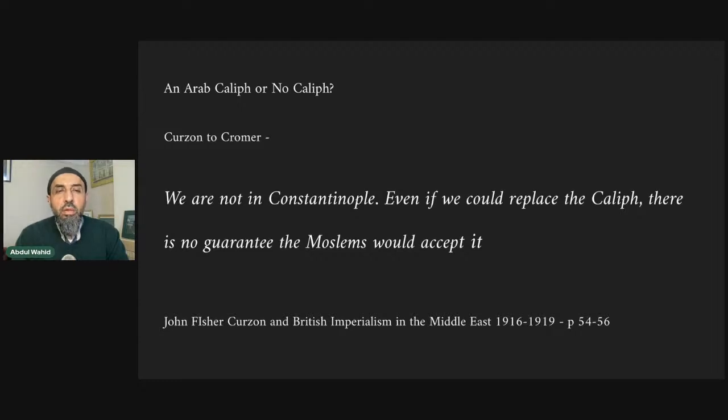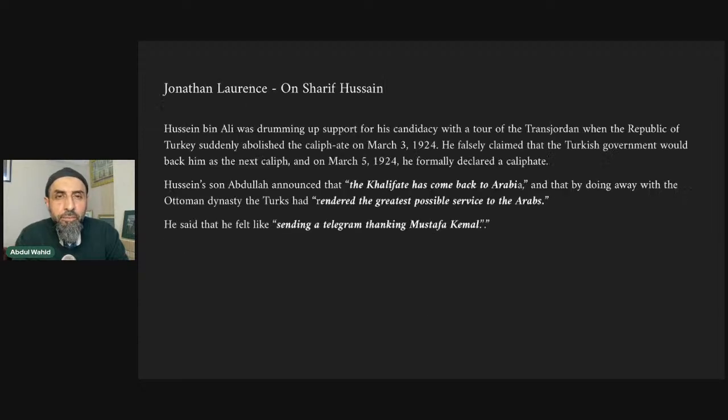The debate was whether there should be an Arab caliph or no caliph. So even in correspondence between Curzon and others between 1916 and 1919, the British were saying, we're not in Constantinople. Even if we could replace the caliph, there's no guarantee the Muslims would accept it.